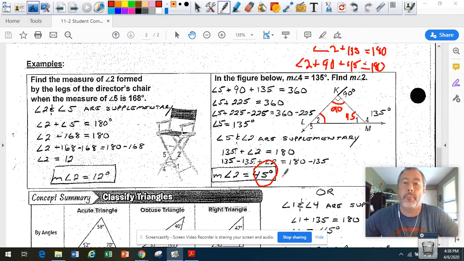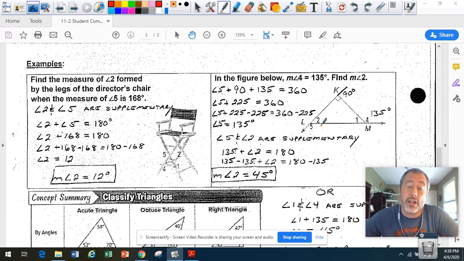Now there are other ways to go about figuring this out. We can do it all kinds of ways. Remember, I said exterior angles total 360 degrees. So I took angle 5 plus angle 4 plus this angle here, which is 90 degrees, and if I extend this out, this is 90 degrees also. So 90 plus 135 plus angle 5 must equal 360 degrees. When I do that, I figure out that angle 5 is 135 degrees right here.